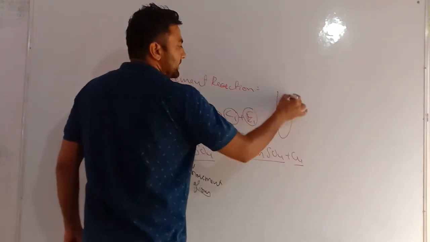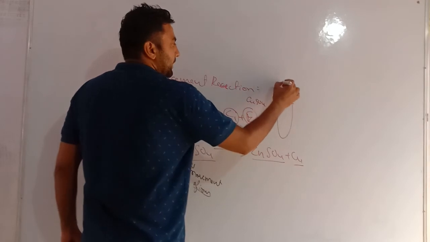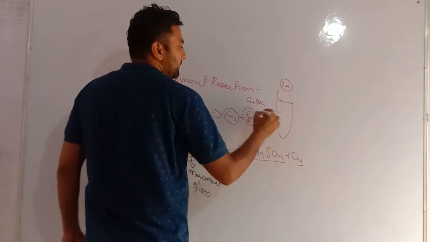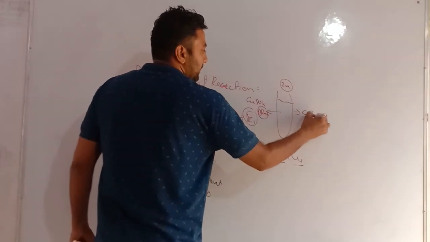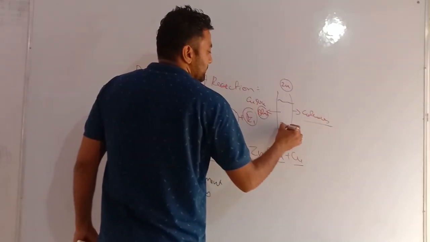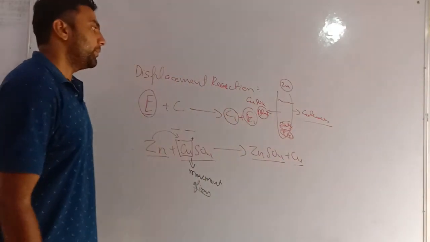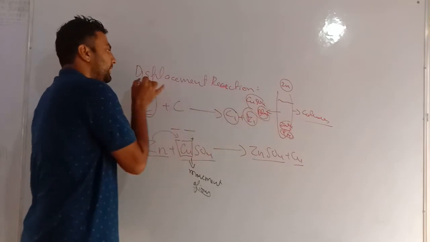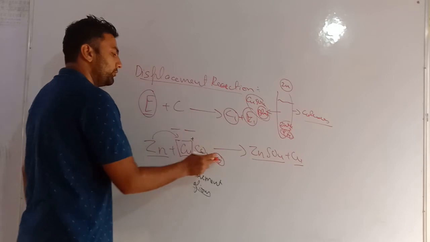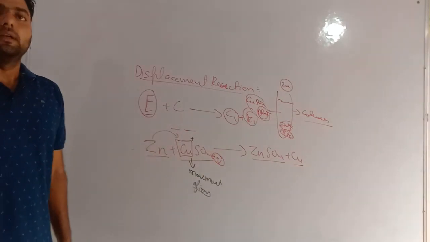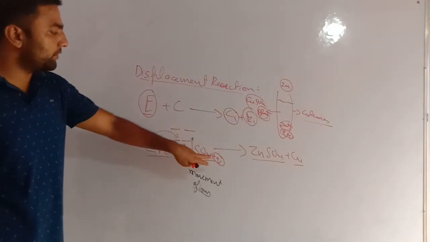We'll just take this example. If copper sulfate, CuSO4, is in liquid aqueous form, and if I put zinc granules, after some time this blue color, copper sulfate is blue in color, will become colorless. Why? Because zinc sulfate is formed and copper is separated out. Very important, all the displacement reactions take place in aqueous form, meaning this compound must be in aqueous form. There is one special case. Displacement reaction always takes place in aqueous form.